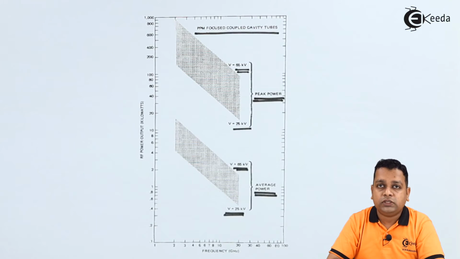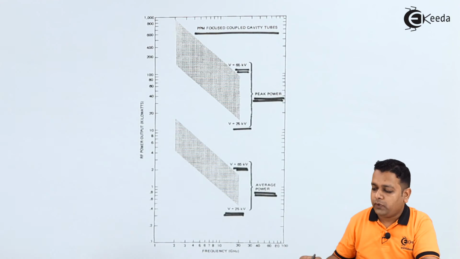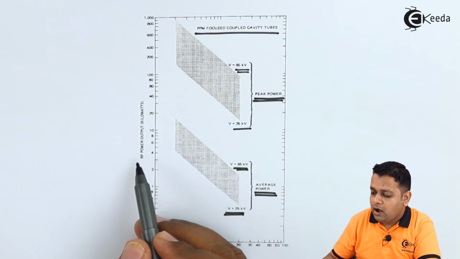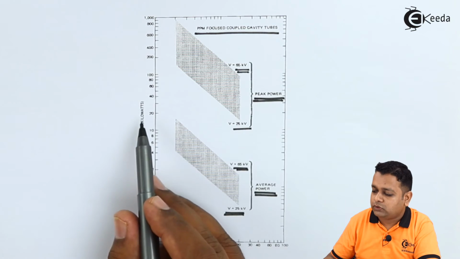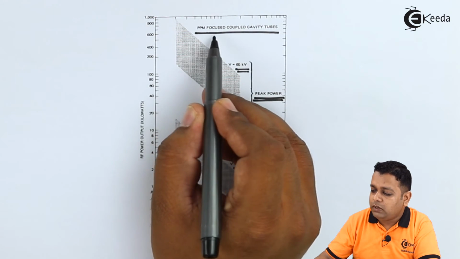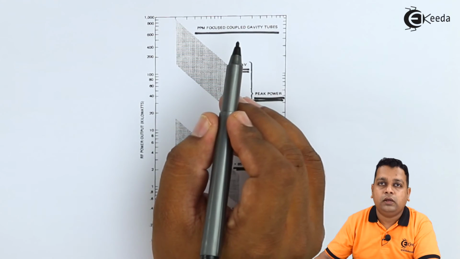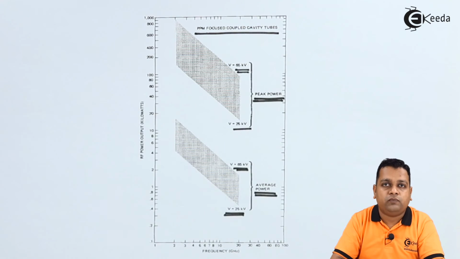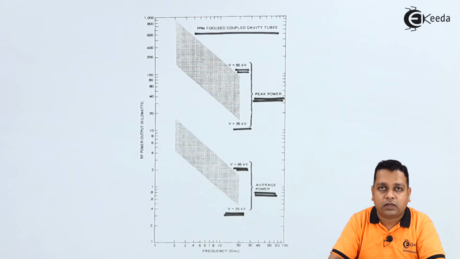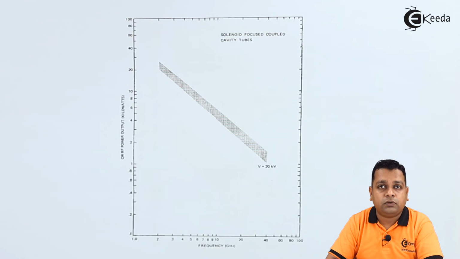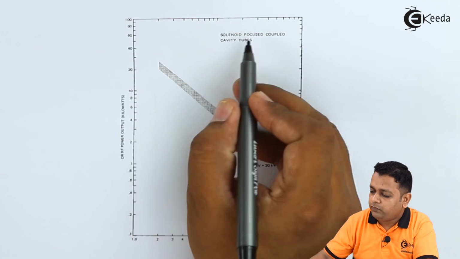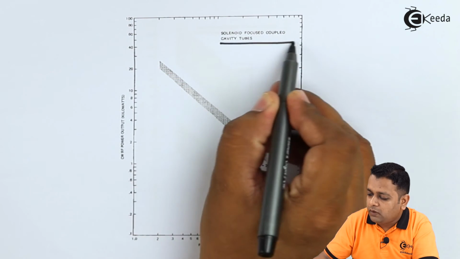As in the previous video, we have gone through the two types of circuitries used to make TWTs the coupled cavity TWTs. So here it was a plot of frequency and the RF power output in terms of kilowatts for the PPM focus coupled cavity tubes, that is of second type. If we go for the first type, we have another plot here. For the first type of circuitry we can name them solenoid focus coupled cavity tubes.